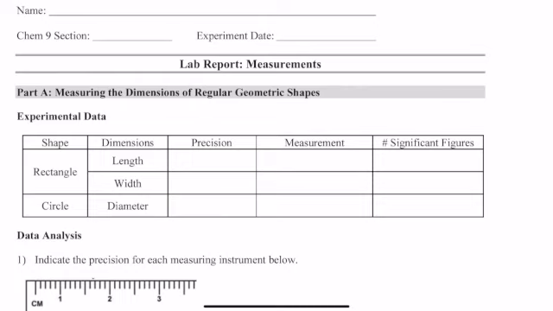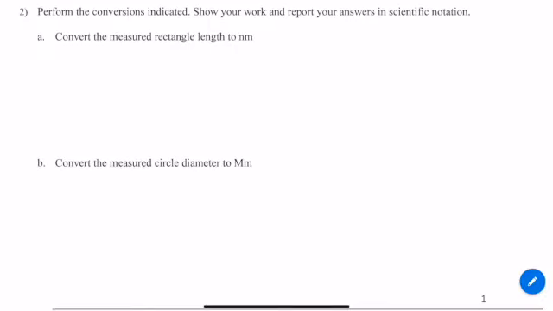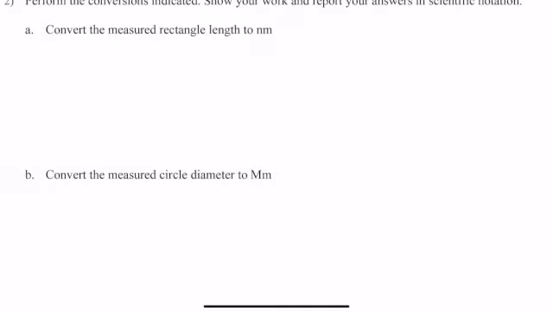So this is a review of setting up metric prefix conversion factors. This is going to be in the lab report on measurements. Let's take a look down here where you're going to find this on the first page. Perform the conversions indicated, and you can see there's some metric prefixes, such as convert the measured rectangle length to nm. So n is a metric prefix.